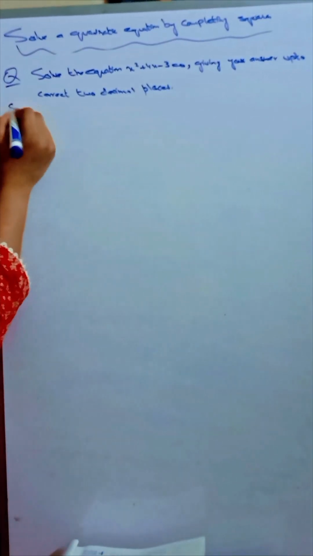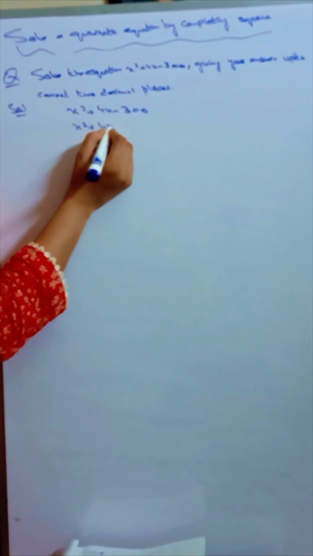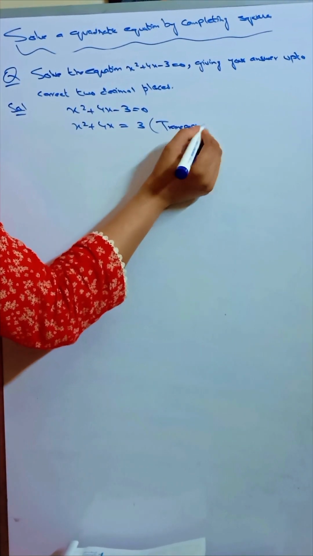Now, solution. x square plus 4x minus 3 equal to 0. First of all, just move this number towards the right. This is called transposing. Alright? x square plus 4x equals to 3. To arrange the x square and x terms on one side and the remaining on the other side is called transposing. Any problem here? I hope not.